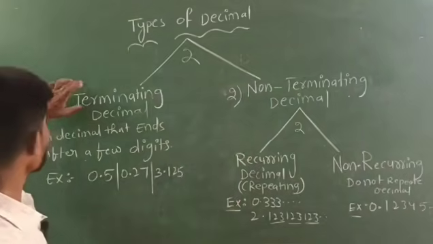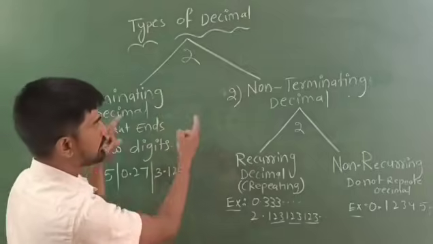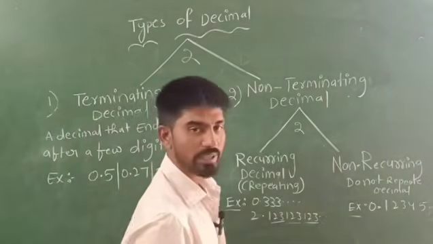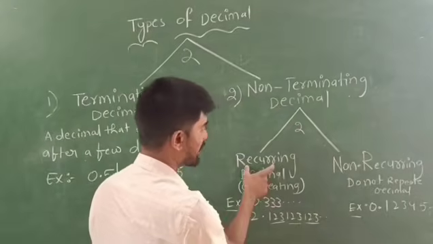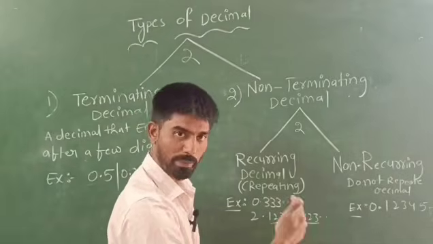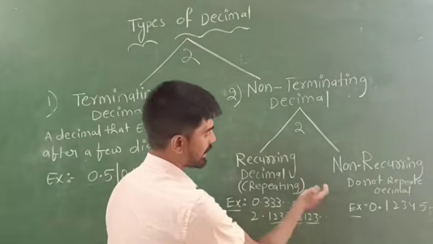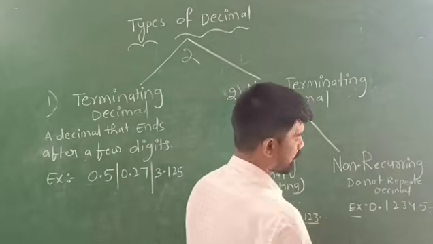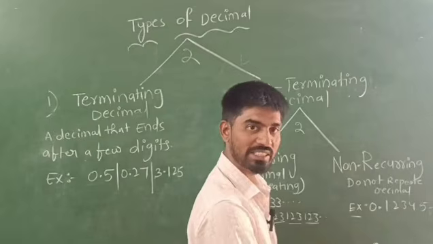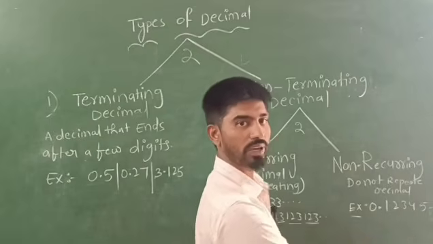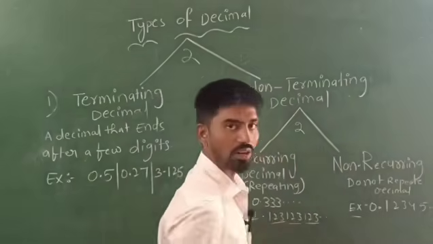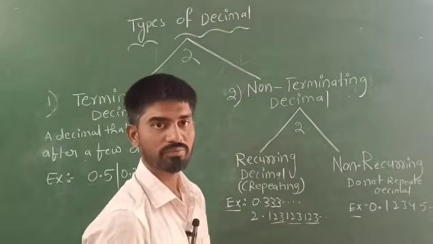Here, for the types of decimals: a terminating decimal will end after a few digits, then it is called terminating. Non-terminating is divided into two kinds, one is recurring, one is non-recurring. Repeating decimals or repeating patterns are called recurring. Non-recurring means the digits do not repeat, it goes on continuously with different digits after the decimal, not ending, then it is called a non-terminating non-recurring decimal. Thank you.